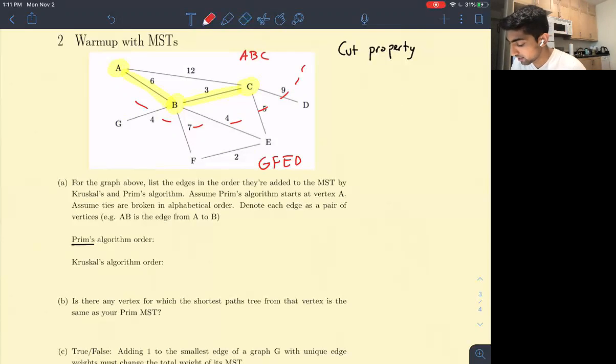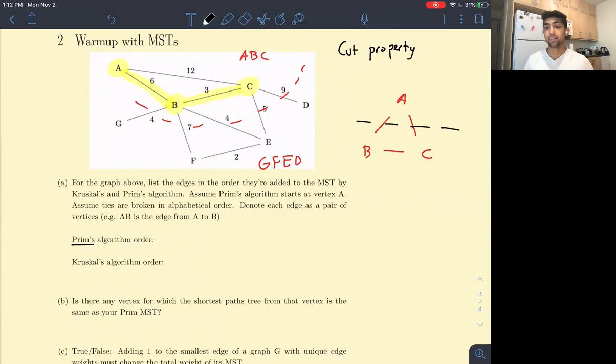Suppose we have a graph A, B, and C, and assume that all the edge weights are the same. So if we're looking at this cut, notice that in one MST, this is a valid MST in which AC is part of the MST. In another valid MST, we see that AB is part of the MST, in which case the AB edge is selected along that cut.